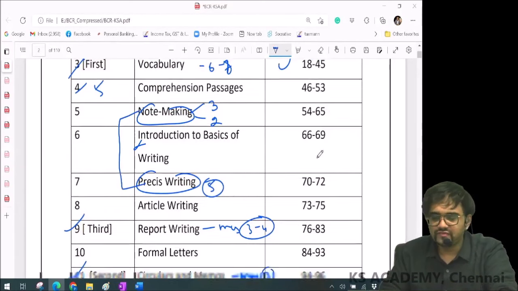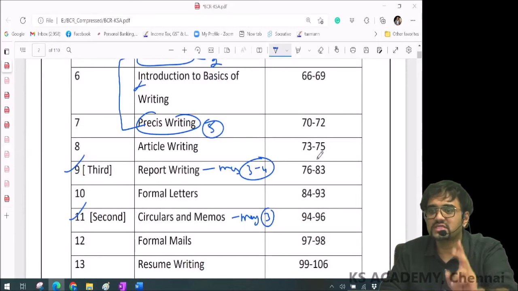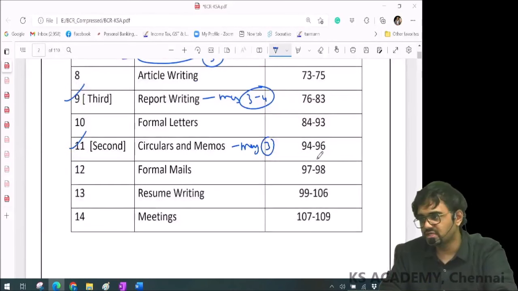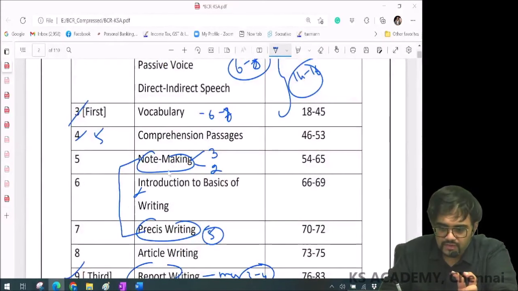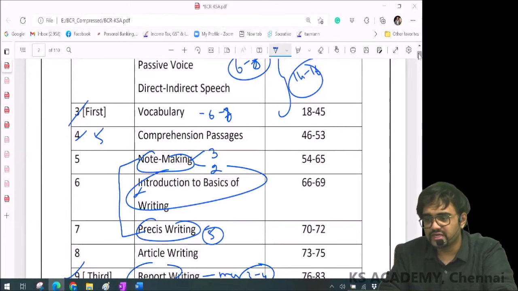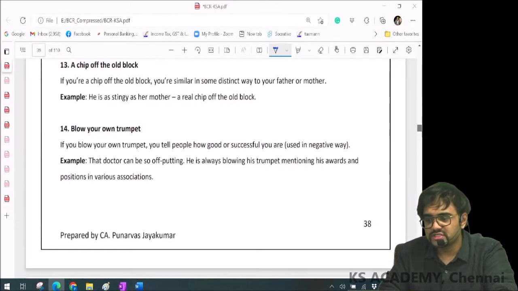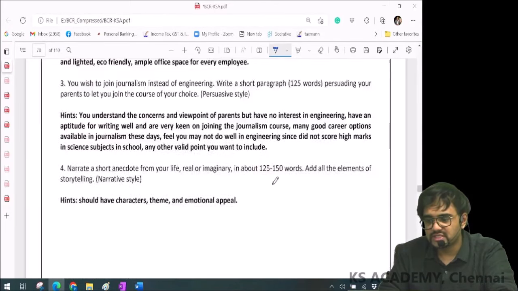Now we'll finish off as much as possible in the other areas, and in the last session we'll finish off the other areas. So circulars and memos done, report writing done. We have these small things which we'll do, but before that, the introduction to basics of writing is also essential to understand, right?